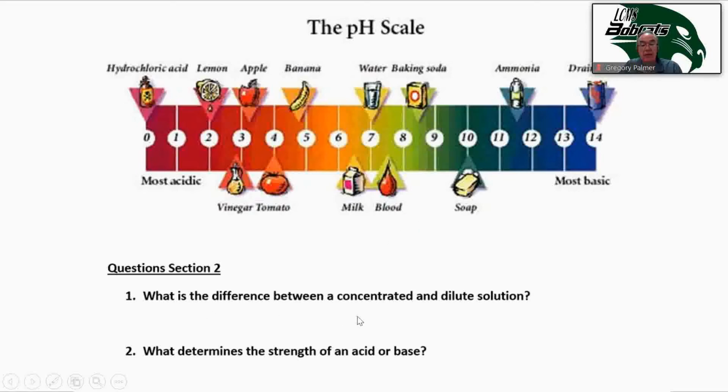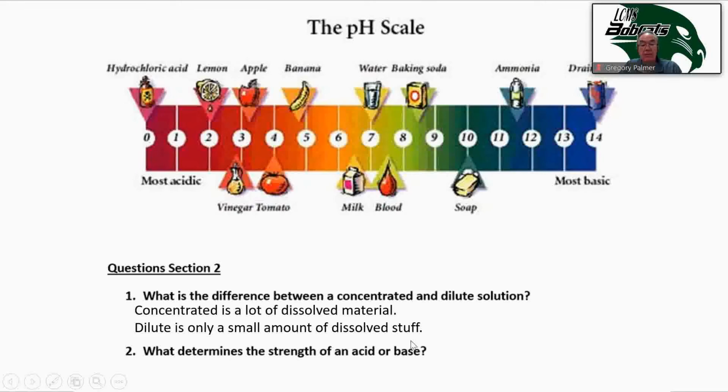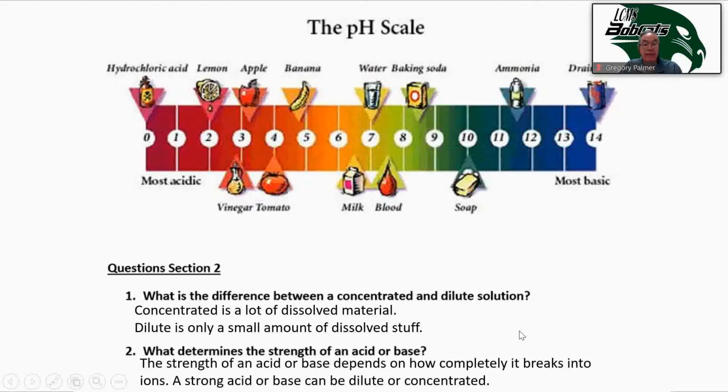So what's the difference between a concentrated and dilute solution? A concentrated solution has a lot of dissolved material. The dilute is only a small amount of dissolved stuff. What determines the strength of an acid or base? How completely it breaks into ions. Strength of an acid or base depends on how completely it breaks into ions. A strong acid or base can be diluted or concentrated, depending on how much of it we dissolve. The strength depends on how completely it breaks into ions.